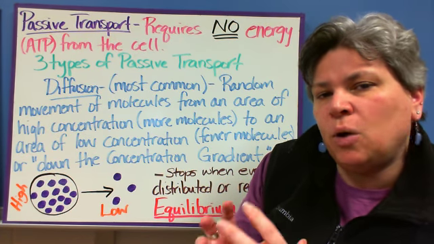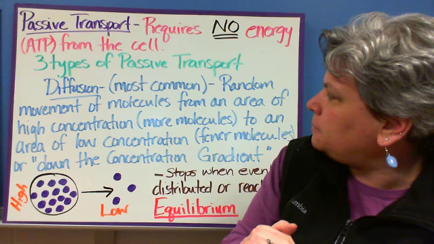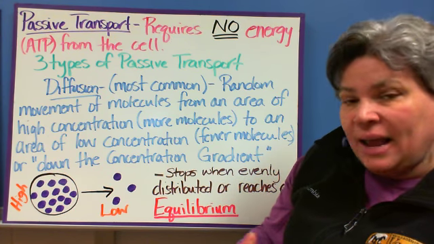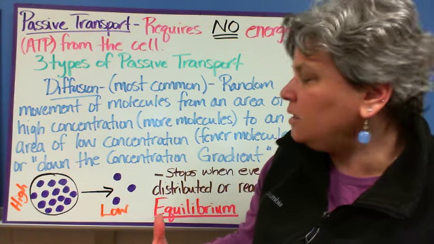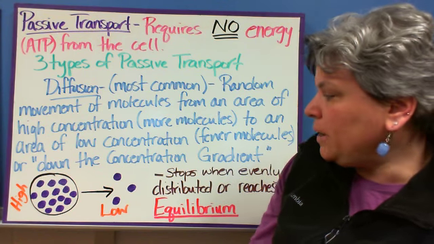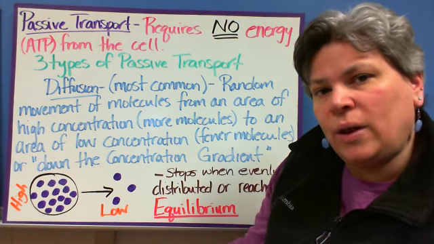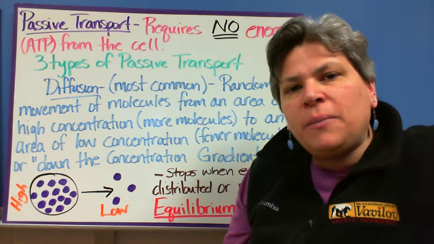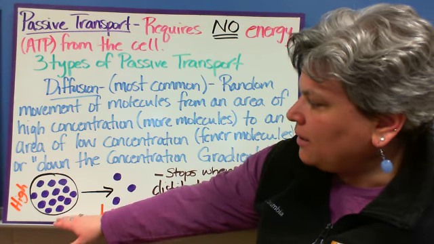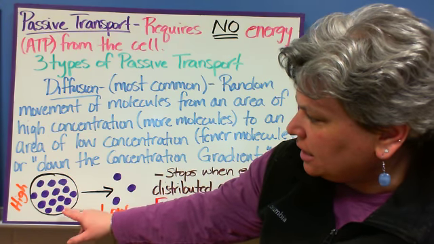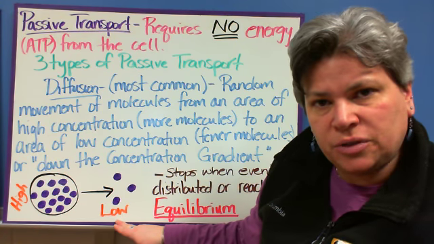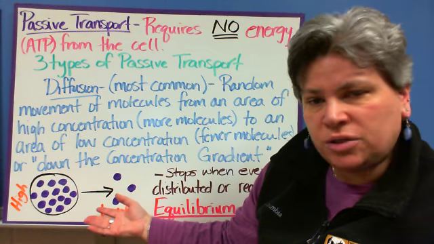Diffusion is by far the most common example of passive transport. Diffusion is the random movement of molecules from an area of high concentration, where there's a lot of it, to an area of low concentration, where there's a little bit of it. Or we could simply say we're going down, or with, the concentration gradient. We're going from high to low. The bike is going down the hill. So I've got my high concentration, 2, 4, 6, 8, 10, 12, 14 molecules inside that cell, to my low concentration where there's only 3. Very simply, those molecules just move out.